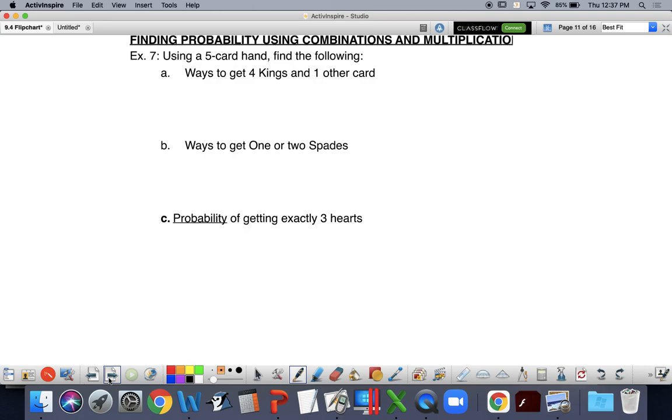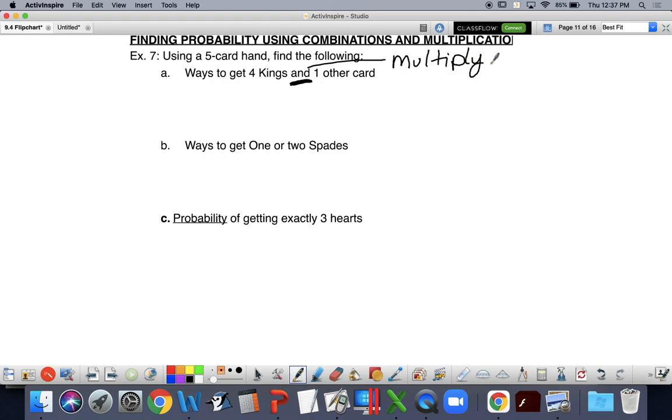So A and B are just going to be our sample space, or just going to be our denominator. How many different ways can I do this? I want to get a king and any other card. Notice the word and. When we had or, what did we do? Add. When we have and, multiply. It's a big deal in probability, knowing those two things.